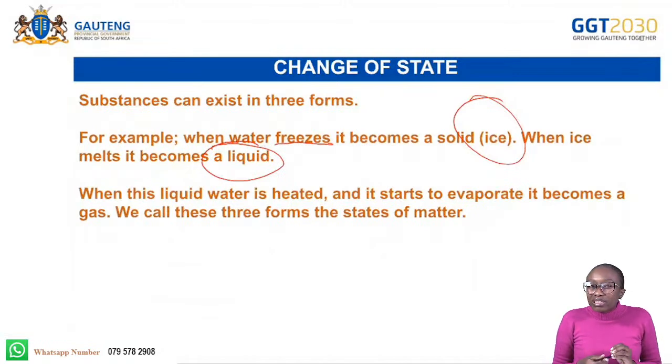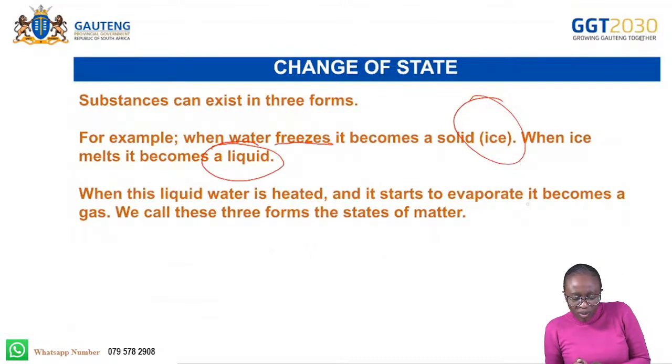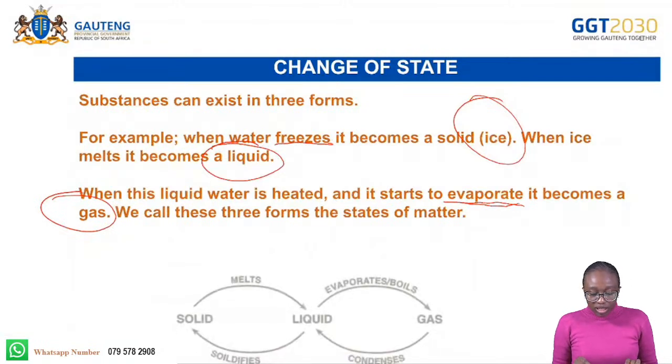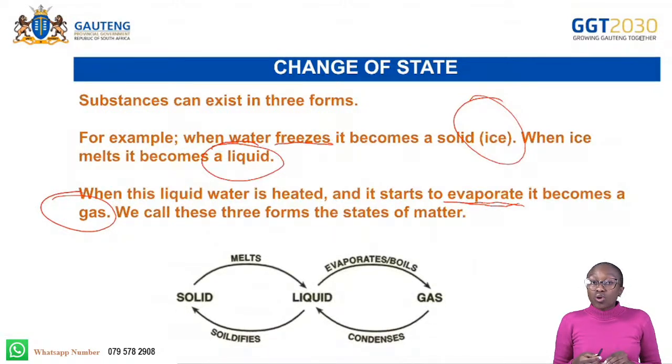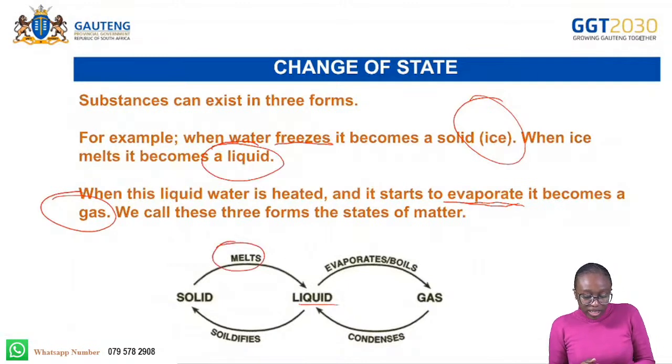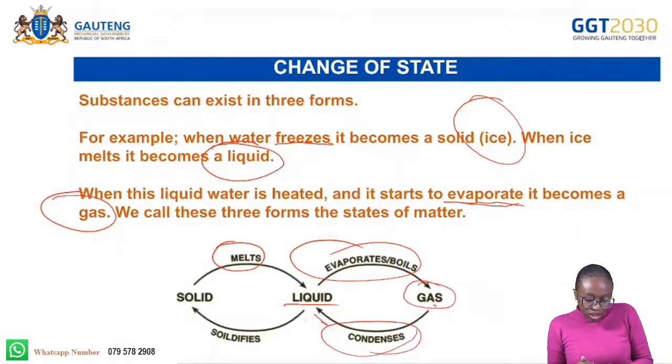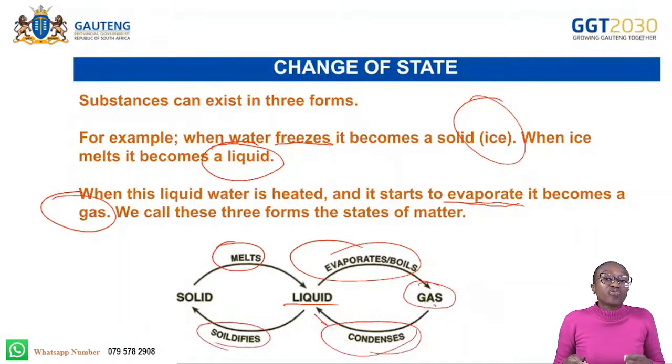When this liquid is heated, or when heat energy is added to the liquid, it starts to go through the process of evaporation. So it starts to evaporate and become a gas. We call these the three states of matter. When a solid melts, it becomes a liquid. When a liquid evaporates, it becomes a gas. When a gas condenses, it becomes a liquid. And when a liquid solidifies or freezes, it becomes a solid.